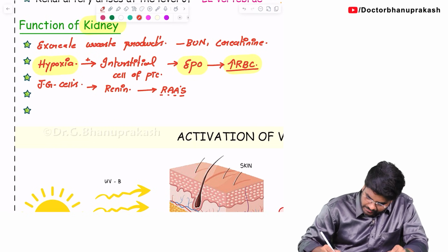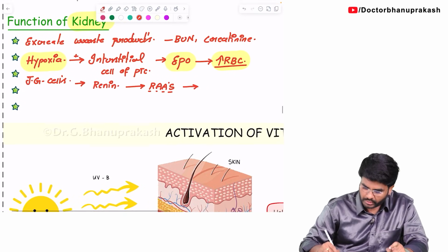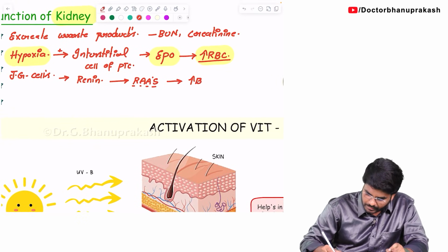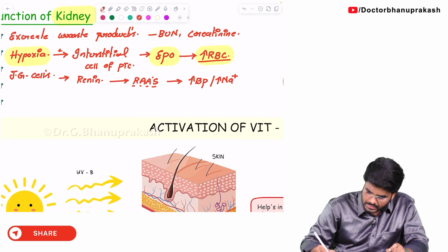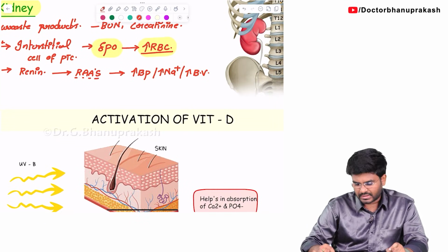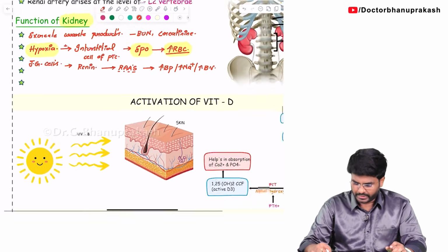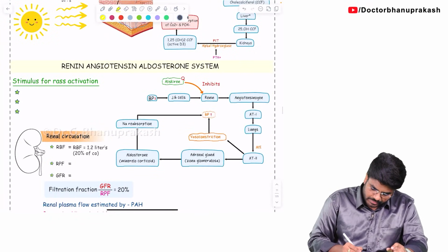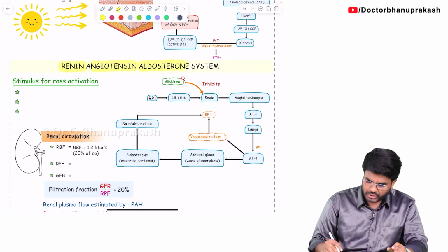Now once this RAAS pathway is activated, what does the RAAS pathway want to do? The RAAS pathway always wants to increase your blood pressure. It always wants to increase your sodium levels. It increases your blood volume. Okay, these are the functions of the RAAS pathway. Later I will explain to you in a few minutes about the renin, angiotensin, aldosterone system, RAAS pathway.